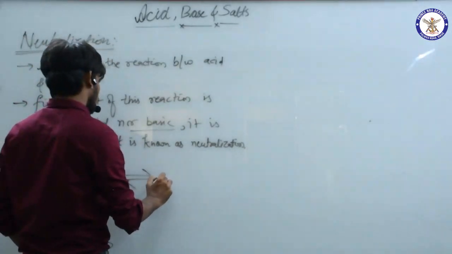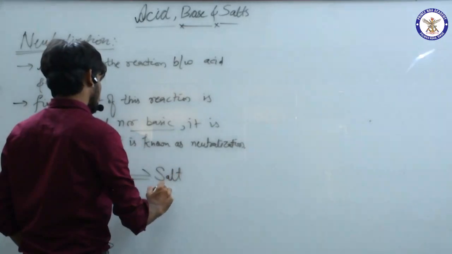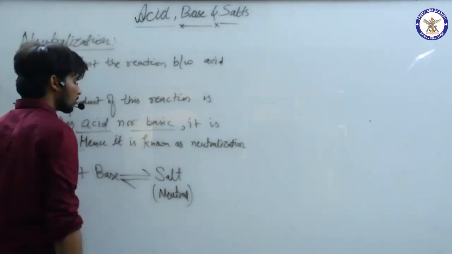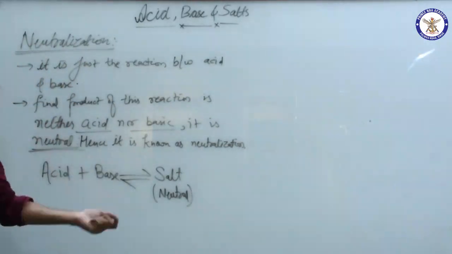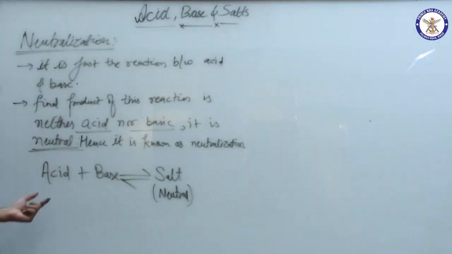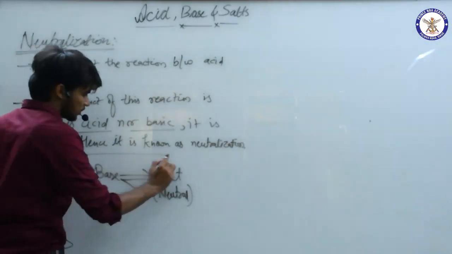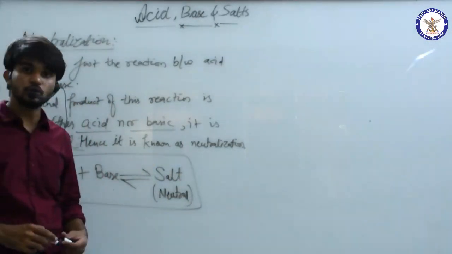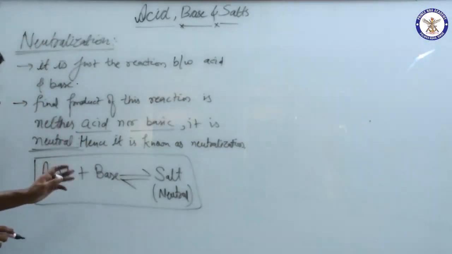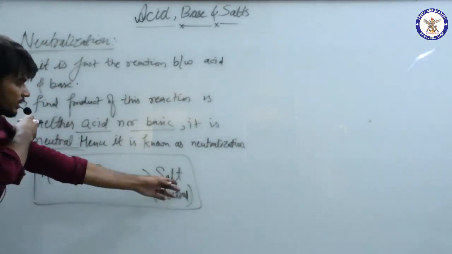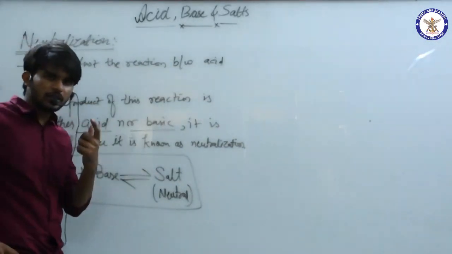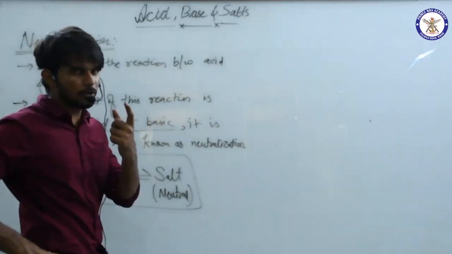So what is this salt? I tell you, the name of the final product is salt. So the acid plus base reaction is known as neutralization because the final product is neutral, and the product is termed a salt, generally it becomes a salt. Fine. Now I tell you a simple and very famous example of neutralization.